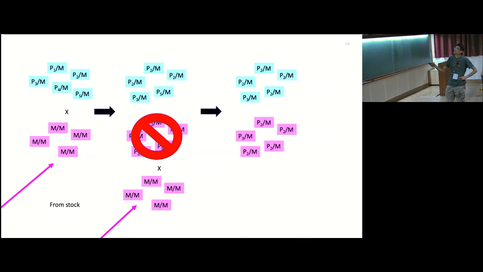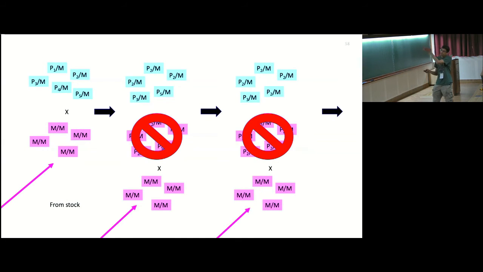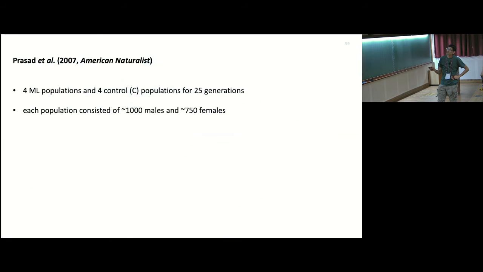Okay, so then the next generation, they would again take the sons out of this cross and again cross them to females from the stock. And with each generation, the selection that's occurring in males is enriching this pool of P haplotypes for alleles beneficial to males. So they do this for a number of generations, and they had four of these male-limited selected populations and four of these control populations that they ran for 25 generations, and each consisted of about 1,000 males and 750 females.